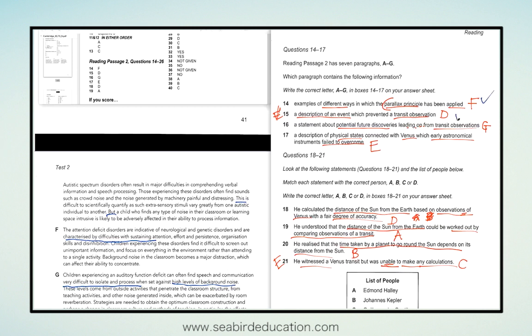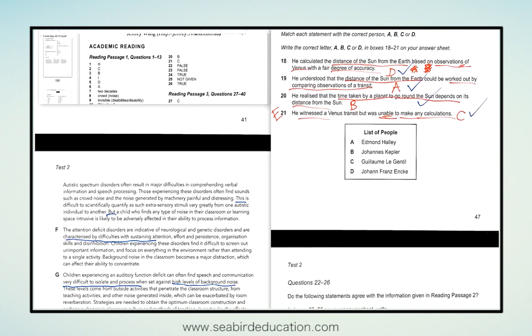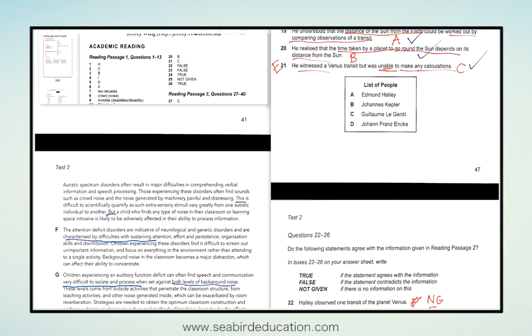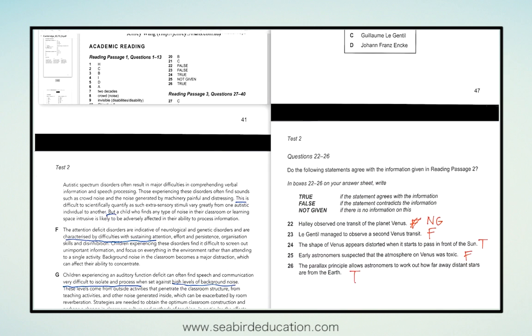F is correct, D is correct, G is correct, E is correct, and D and A is correct. And then B and C is correct. Thank goodness for that. A bit worried, especially question 18. And then 22 is not given. And this is false.